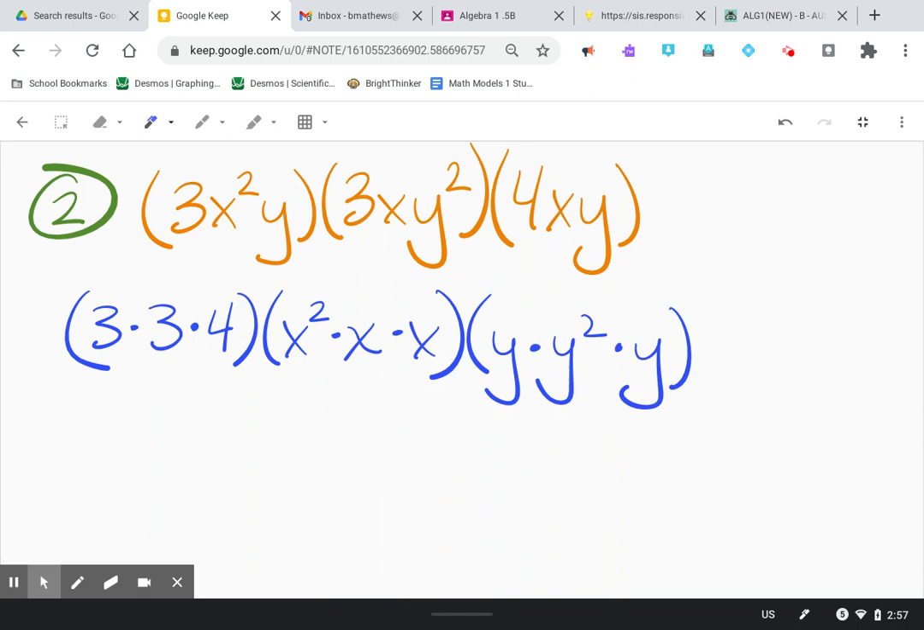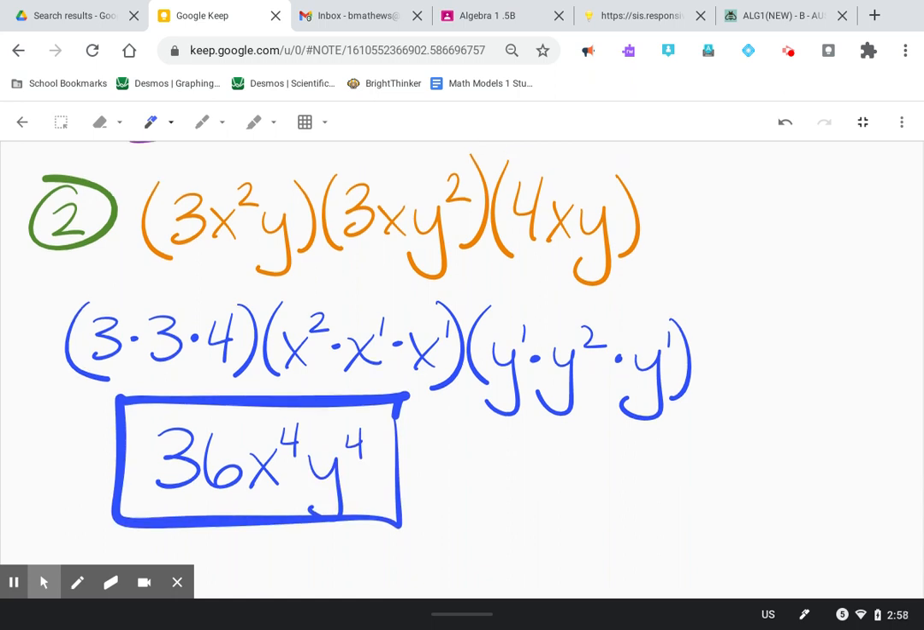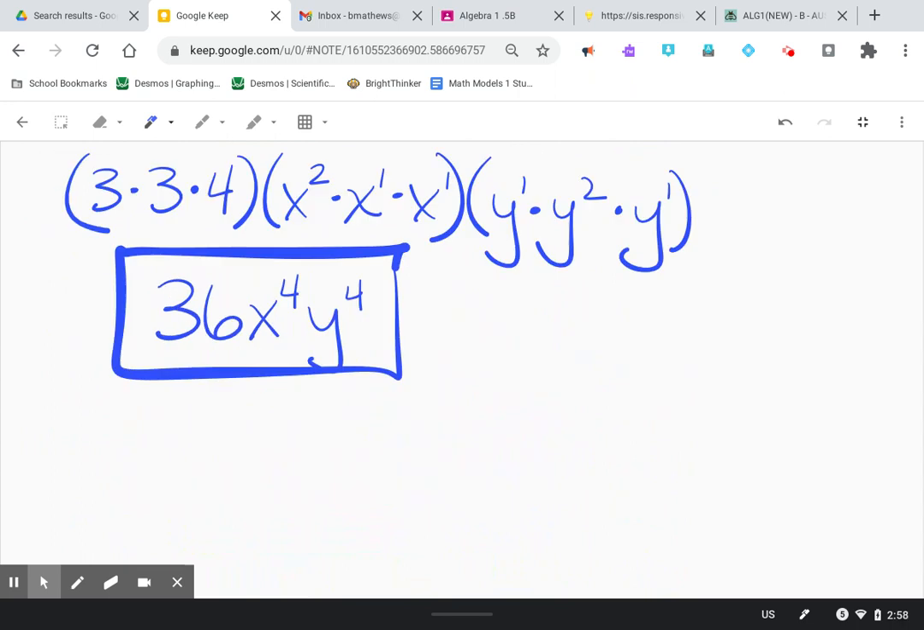All right, so if we were to do that, 3 times 3 times 4, that's going to make 36. X squared times x to the first times x to the first, that's going to be 4 x's, so x to the fourth. Y to the first times y squared times y, that's also going to be y to the fourth. So again, pretty straightforward. When you multiply single terms, you just multiply the common things.